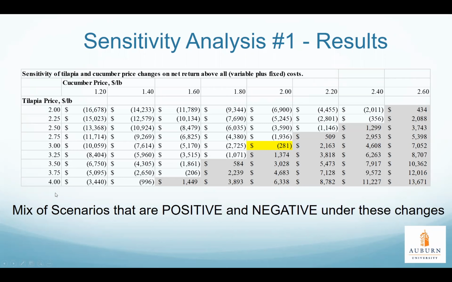So when we feed that into our enterprise budget to calculate these, at the $1.20 and $2.50 was our negative $13,368. That's what we came up with. Now at this new price of $2 for cucumbers and $3 for tilapia, we're still losing $281. But you can see all of these numbers in gray, where it intersects between the cucumber and the tilapia price, and those are positives.